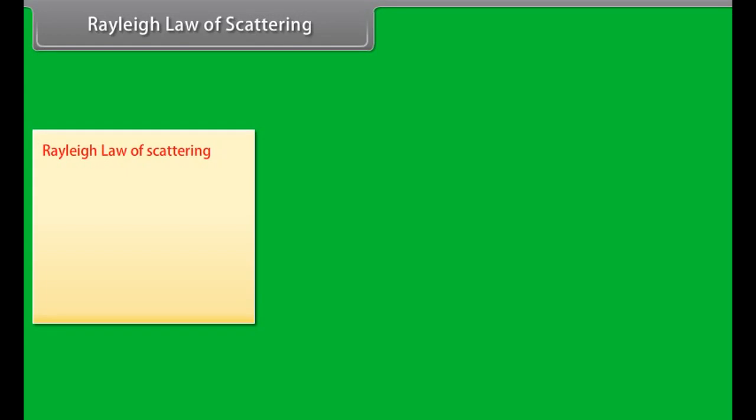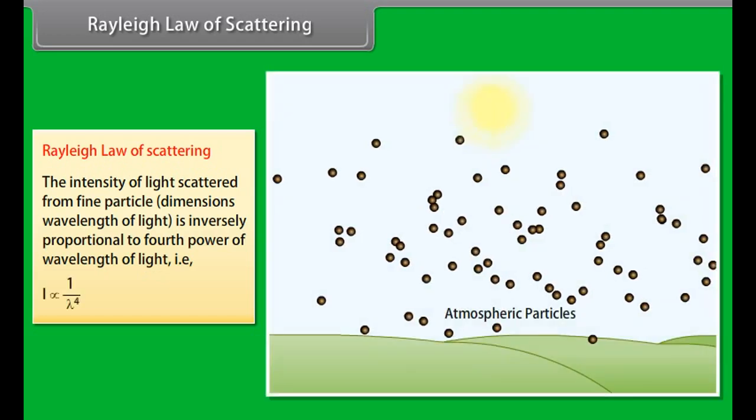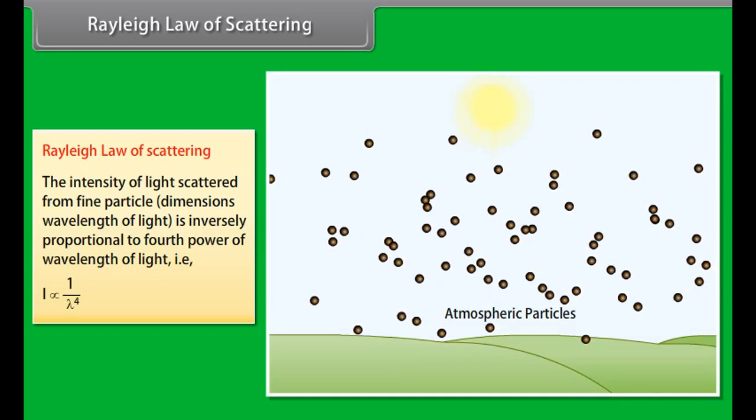Rayleigh law of scattering. The intensity of light scattered from fine particles, with dimensions much smaller than the wavelength of light, is inversely proportional to the 4th power of the wavelength of light. That is why we see a blue sky most of the time.